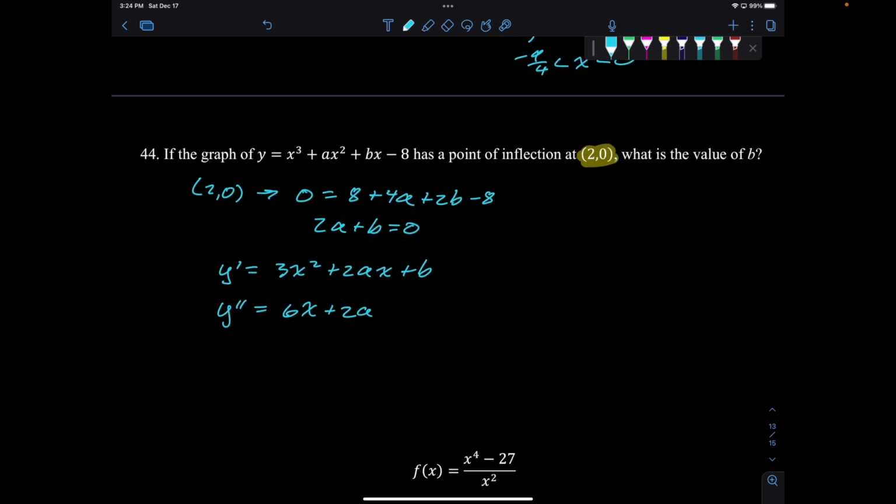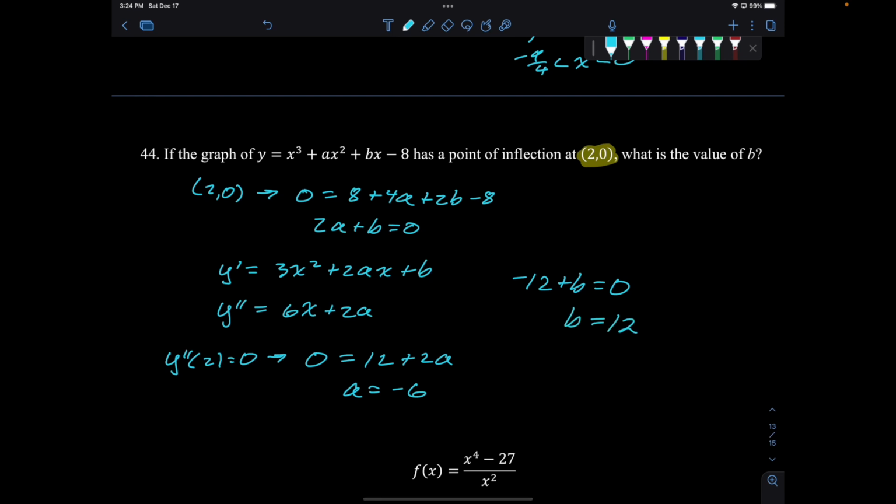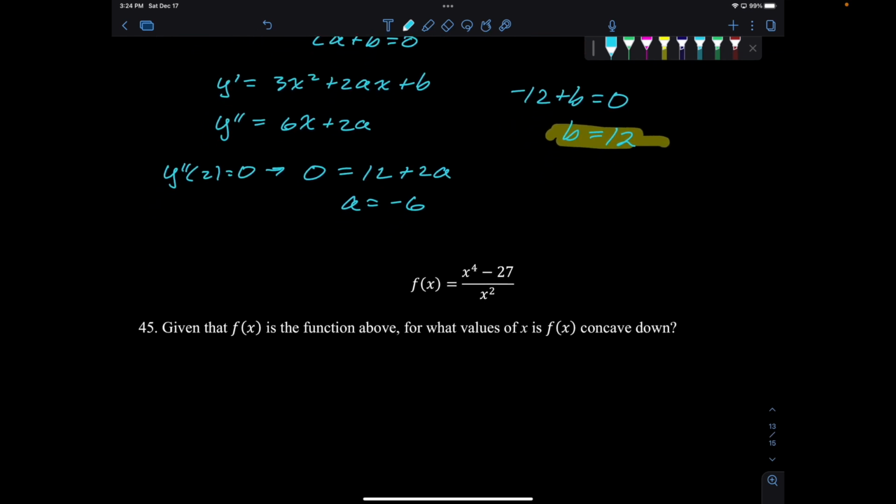So y double prime of 2 equals 0 means that 0 is 12 plus 2a. So a is -6. And then if a is -6 and 2a plus b is 0, that means -12 plus b is 0. So b is 12. And that is our answer. That was a good problem. That was pretty straightforward. That was better than those tangent line problems that we did ages ago in this video, but ages ago.